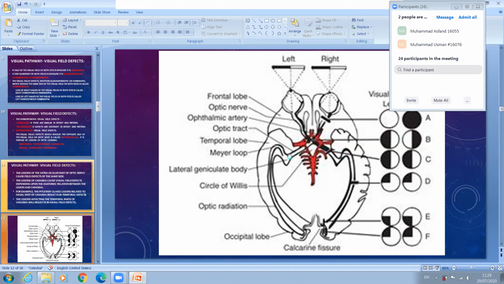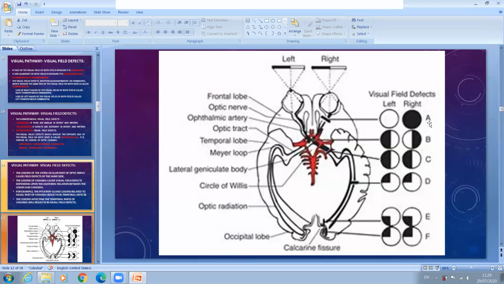When you cut the optic tract in this area, on the right side, the left visual field of both eyes will be affected. This is what is called a left homonymous hemianopia. Similarly, if the optic radiation passing on the right side is affected, the left quadrants of both sides will be affected. This is called left superior quadrantanopia.